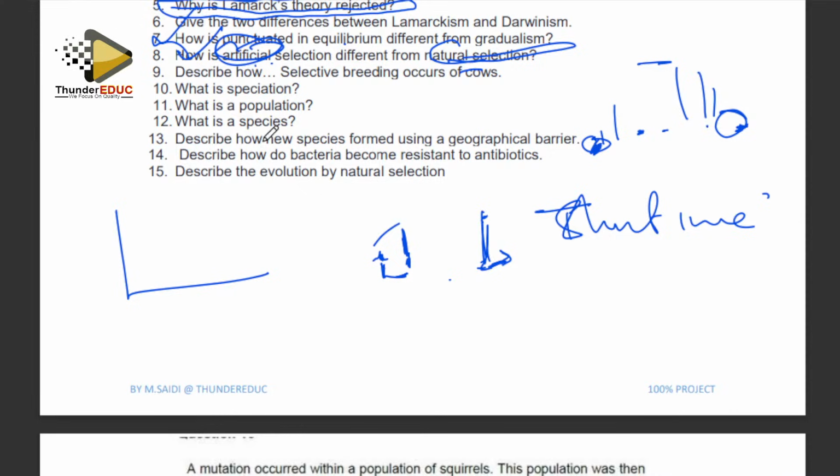Okay. They're asking, what is speciation? Speciation is the formation of new species. Formation of what? New species.